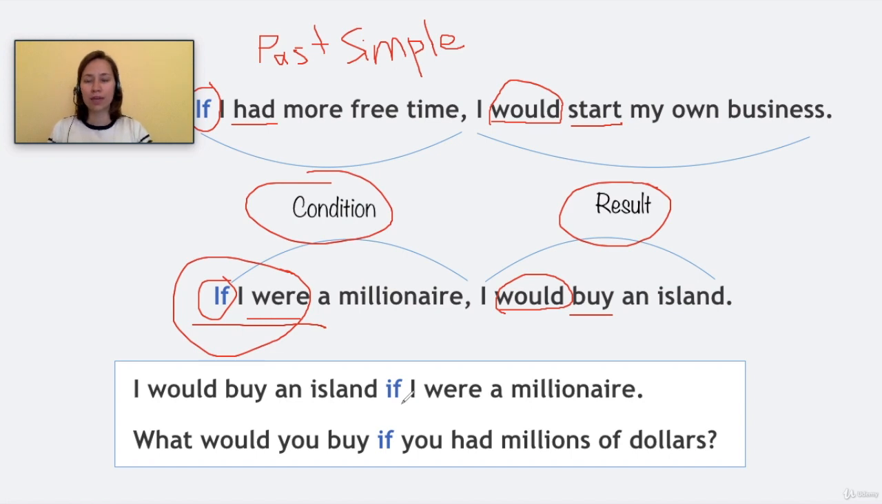The most important thing to remember is that past simple always goes after the word if, no matter where you have this if. Past simple always goes after if. And a question again here: what would you buy if you had millions of dollars? Again, would buy, would plus verb, and then if and past simple.